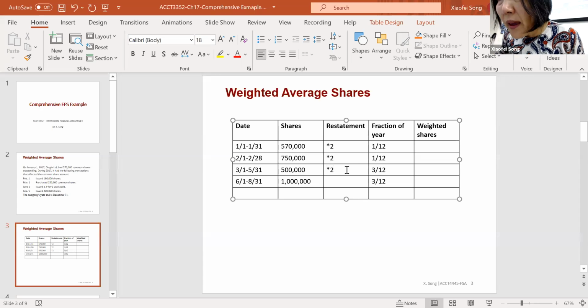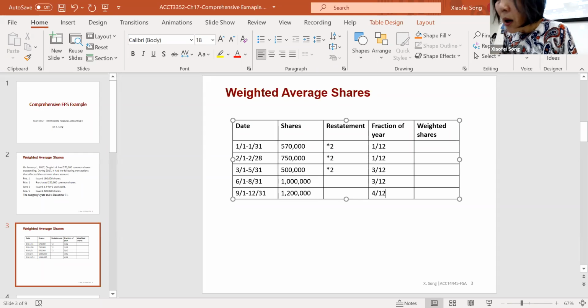Okay, and then from September 1st, the company issued an additional 200,000 new shares. So from September 1st to December 31st, nothing happened after that. The number of shares outstanding is 1,200,000 shares, and that is 4 months.